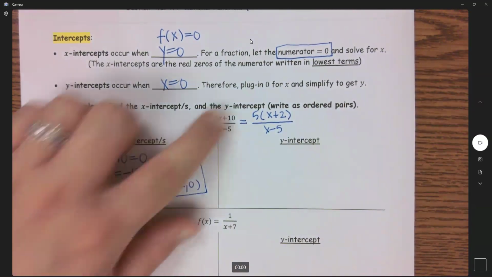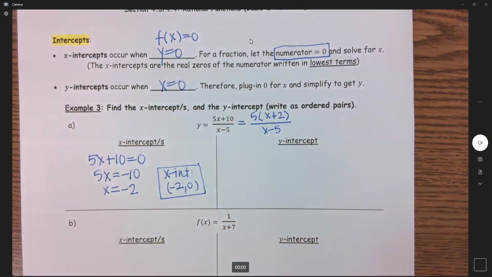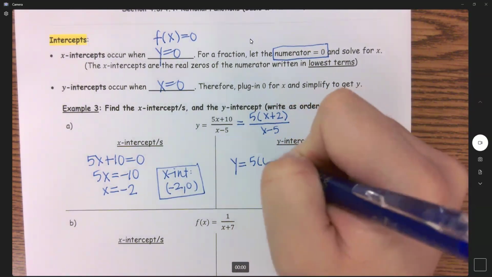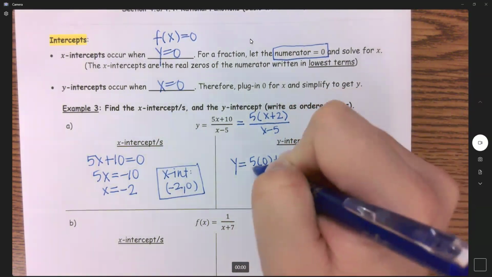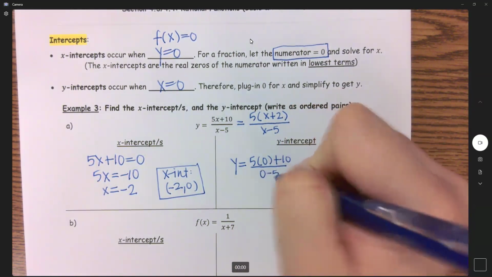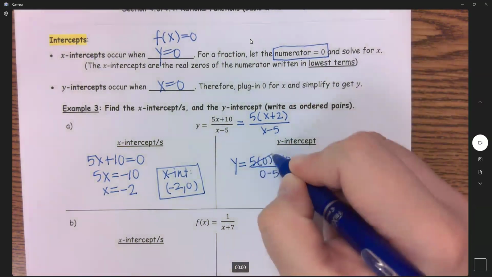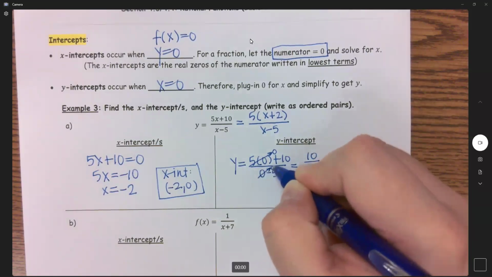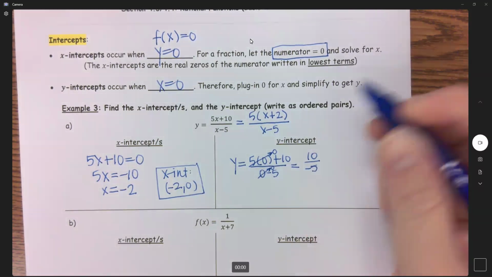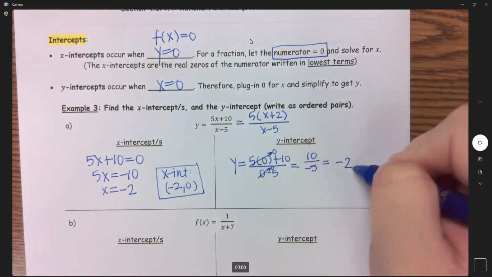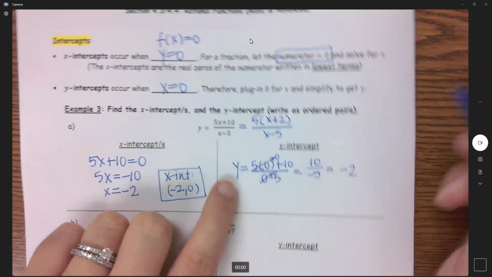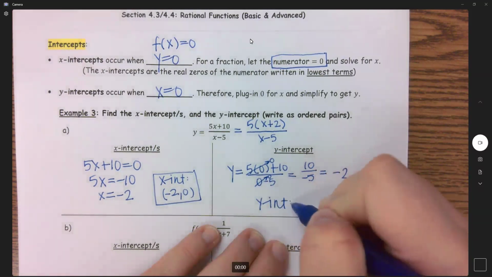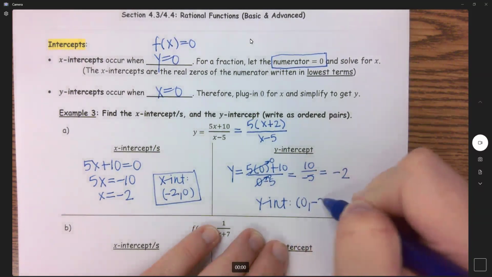Now your y-intercept, we're going to plug in a 0 for your x and simplify to get y. So I've got y equals 5 times 0 plus 10 all over 0 minus 5. Well, that cancels, so we're just left with 10. That cancels as well, so we're left with -5. And so we get -2. My math lab just wants y equals -2, and that's fine. But I want ordered pairs. So the y-intercept is at 0, -2.